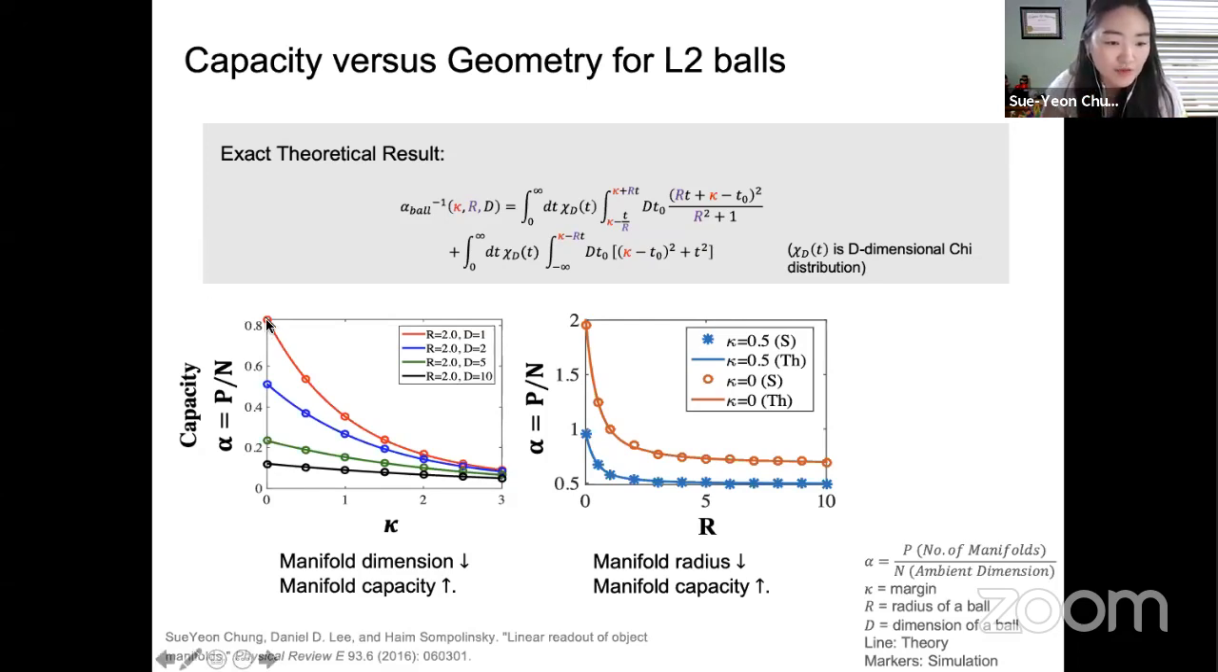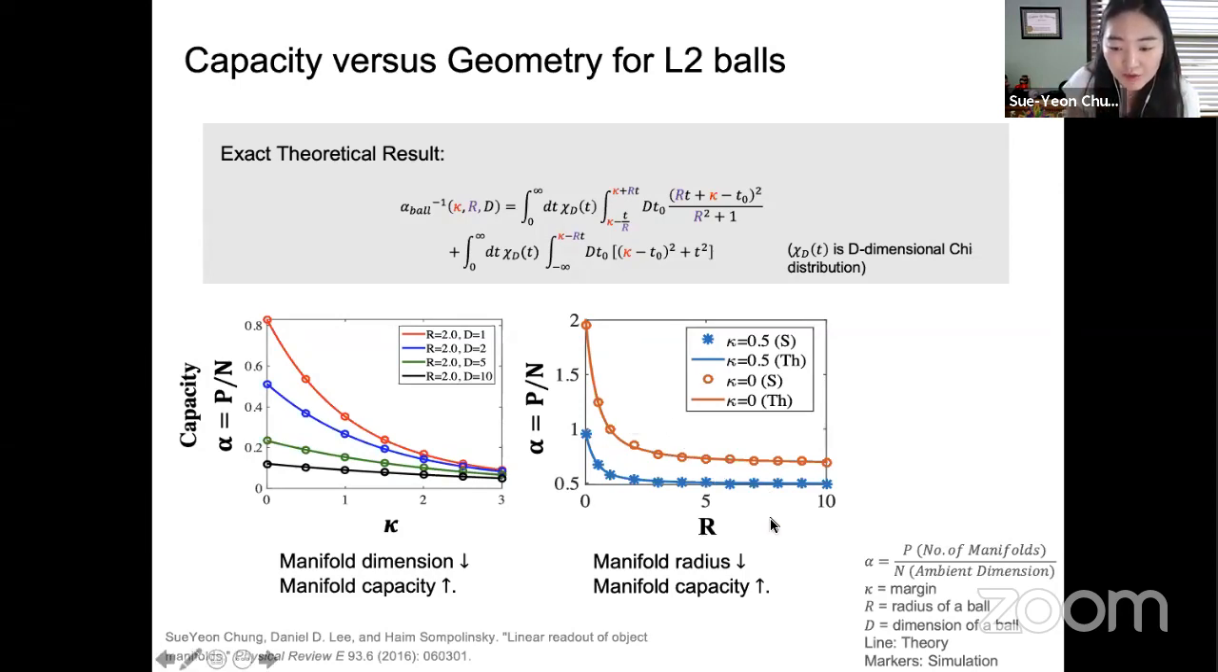So the markers that you see here are the ground truth or simulation capacity, and the line here is the theoretical capacity. And what you see here is that if you fix the radius of the L2 balls the same, then as you increase the dimension of the L2 balls, the capacity reduces. So the higher dimensional object manifolds are harder to separate. That's generally what we're seeing here.